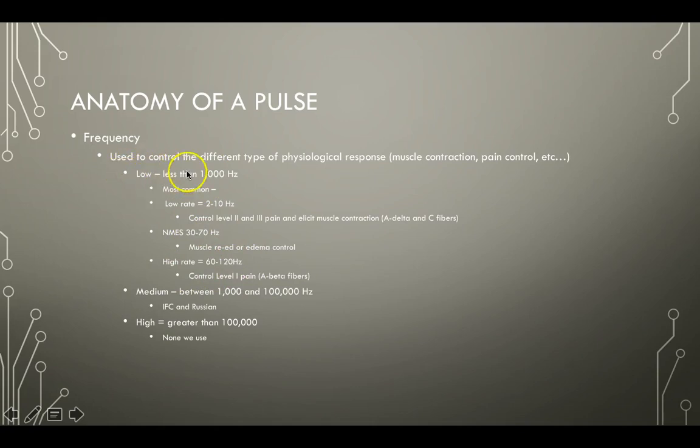So if we talk about a low frequency machine, we're talking about under 1,000 hertz. If we're talking about low rate and high rate, we're talking about specific types of TENS that usually sit somewhere in these hertz levels. Okay.